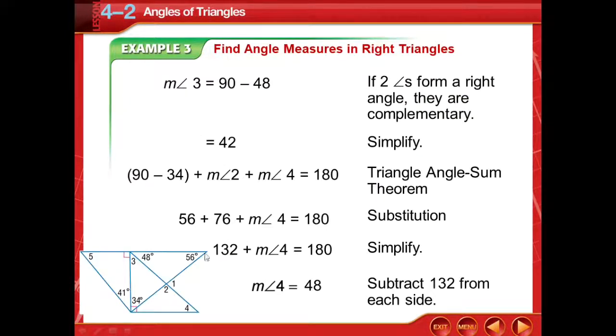Angle 3 is going to be equal to 90 minus 48 because since this side is a right angle, this is a right angle. So therefore, angle 3 is 42. If I would like to find this angle that is right here, I know that it's 90 minus 34. I know that angle 2 from the previous page is 76. And therefore, I can add 56, which is what is left over here because these two together should be 90, plus 76 from the previous slide, and subtract it from 180 to get 48.